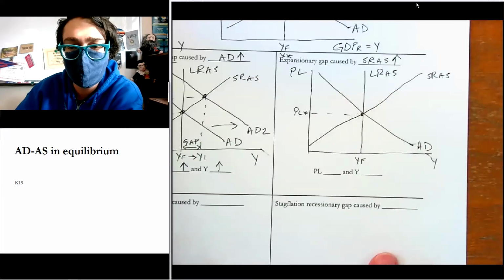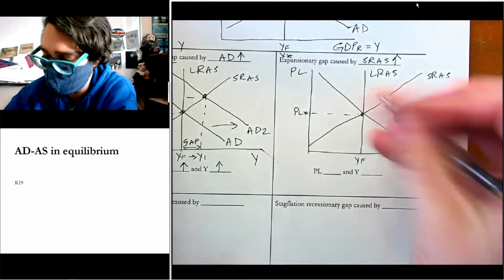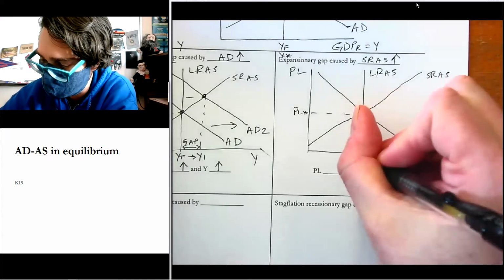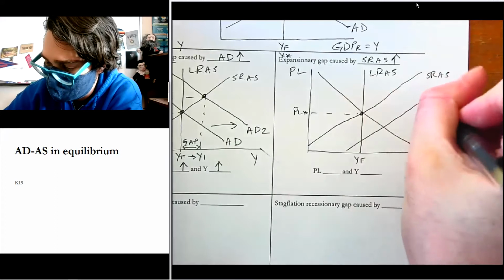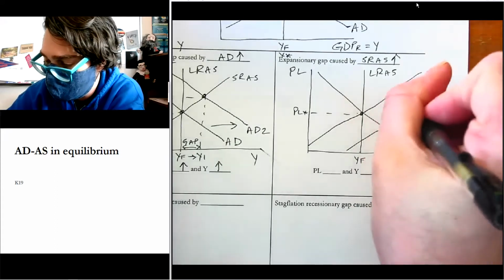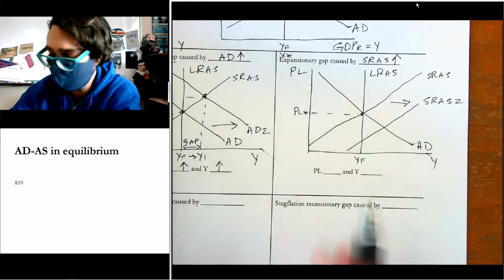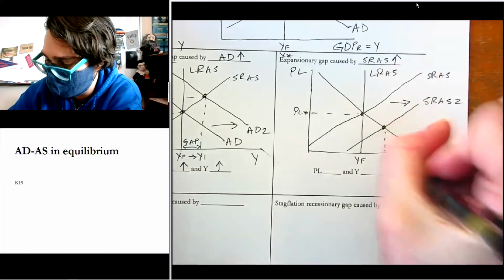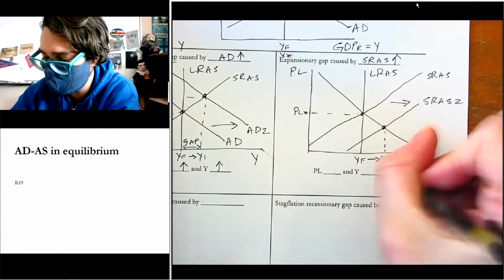And if SRAS goes up, there's an increase. Maybe energy costs are now cheaper. Short run aggregate supply shifts to the right. So we notice they both shift to the right here. But in this one, you get more output, Y1, so that's a gap.